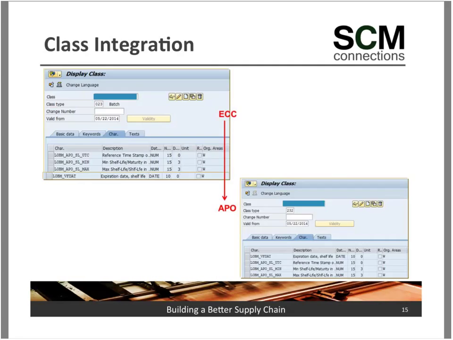So there are several things to consider, and there are OSS notes associated with the integration of classes and characteristics. Keep those in mind and look them up before you do the integration, because there are several things you need to factor in about which specific characteristics you bring over, and there are recommendations from SAP about what not to bring over. So look out for those notes. I don't have the notes listed here, but if you send me an email, I can refer you to those notes.